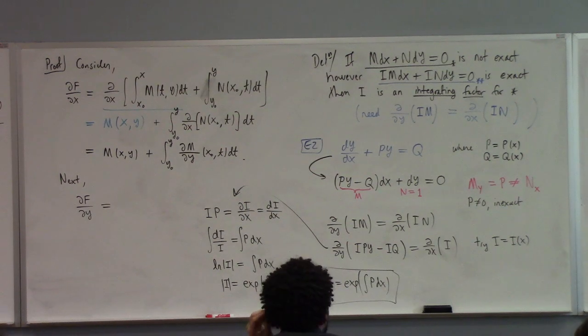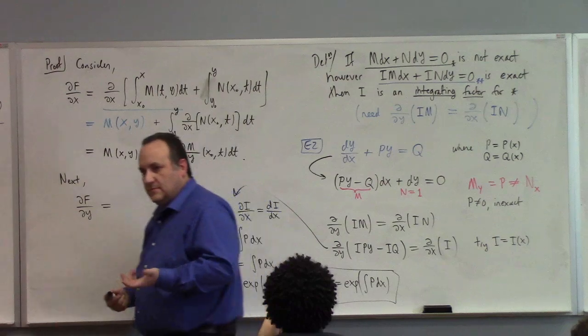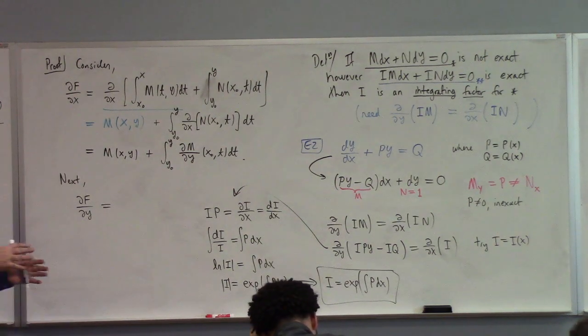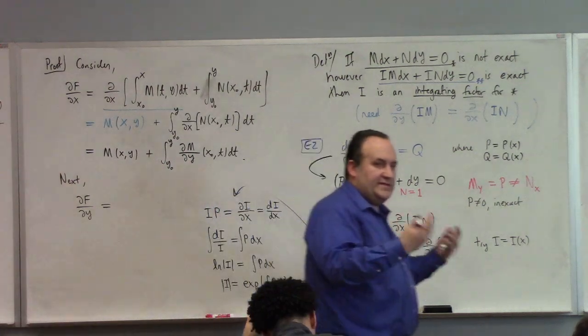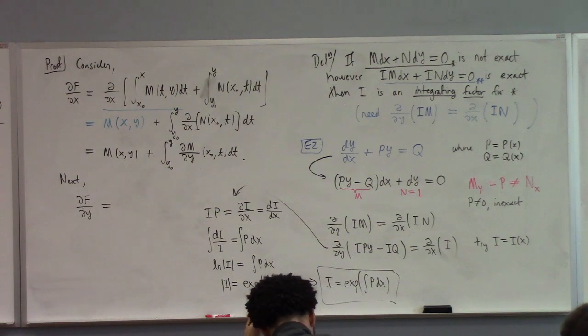Unless the problem is pretty simple, I almost always will give you guys some kind of hint about what to use for the integrating factor. So here, we're going to try I equals x to the a times y to the b, and see if that'll work. Let's try multiplying by this, where a and b are powers that we don't know yet.